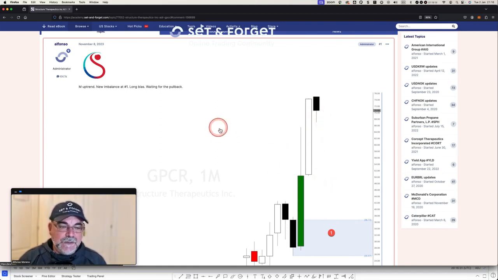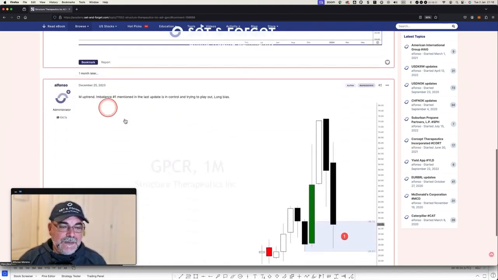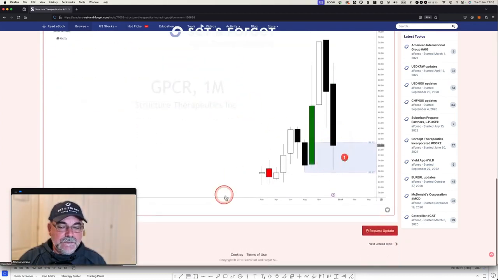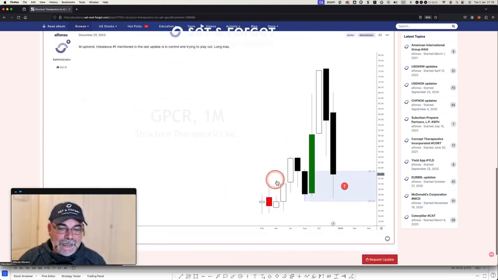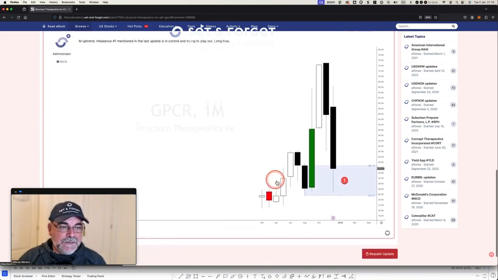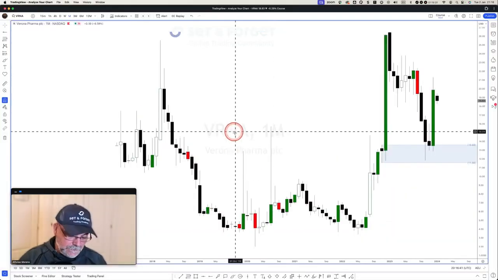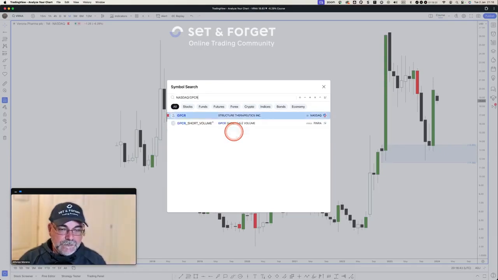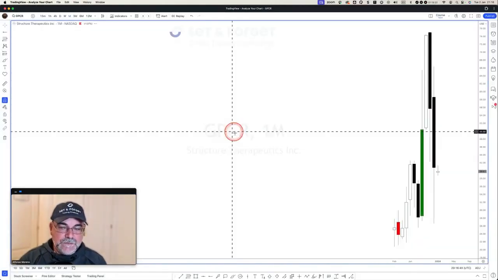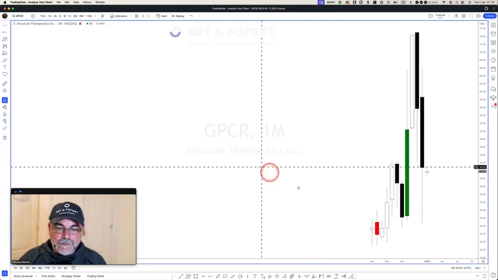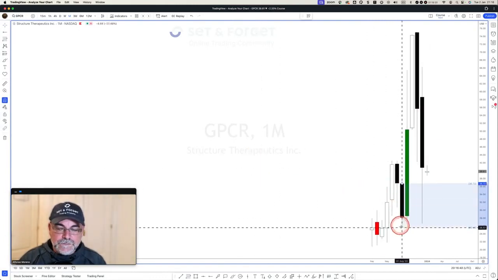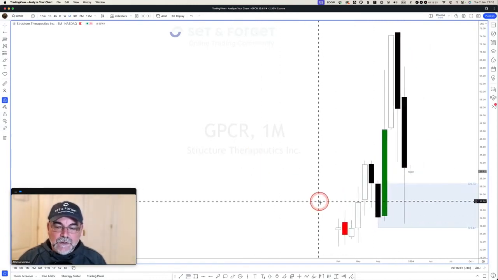So we're waiting for this, waiting for the pullback. And then in December, it drops down there and it's trying to rally. I haven't updated it since December. So this is GPCR, Structure Therapeutics. Okay, there it is. That's the imbalance.